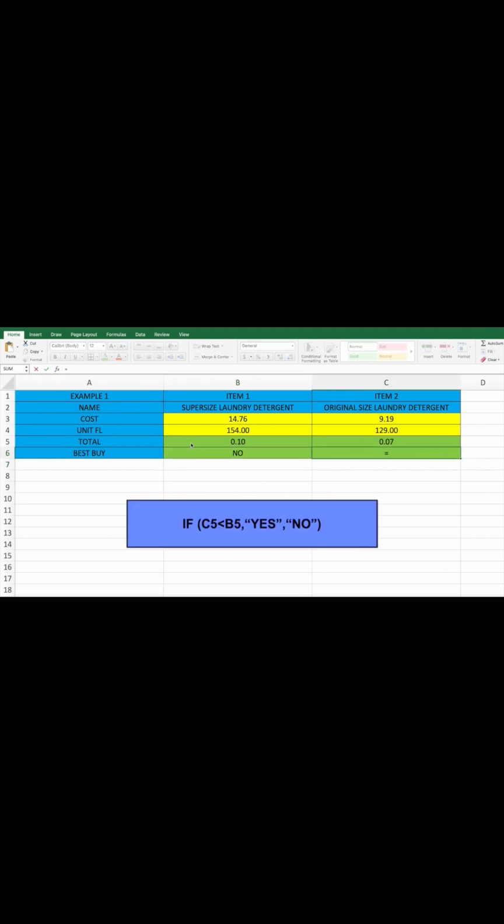And now, replicate in cell C6 with the displayed Excel if statement formula, which calculates if C5 is less than B5, the first argument, yes, will be chosen. But if C5 is greater than or equal to B5, the second argument, no, will be chosen. But because C5, which is 0.07, is less than B5, which is 0.1, the formula chose the first argument, which is yes.